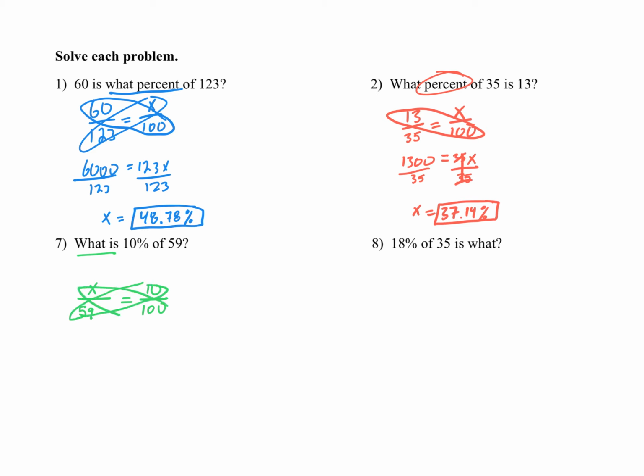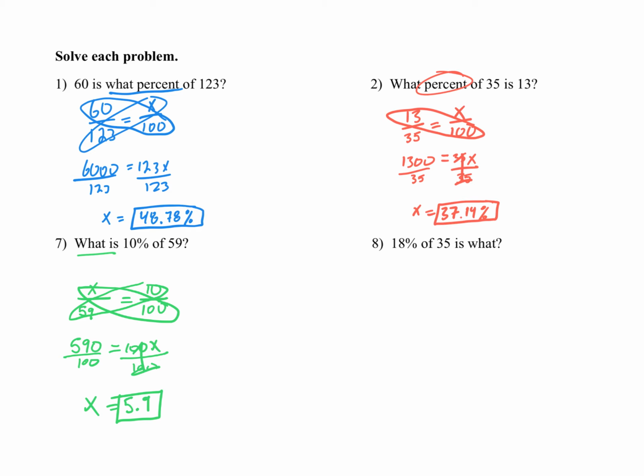So we're going to cross multiply here. And this is going to equal 100x. Divide by 100. It's pretty easy. 100 over 100 just gives me the x. Dividing by 100 is going to be 5.9. Now I don't write the percent on this one because it's looking for just the number, not the percent. So the answer is going to be 5.9.